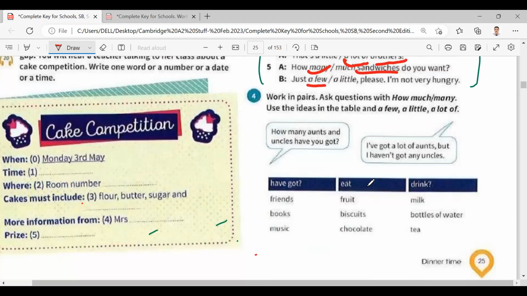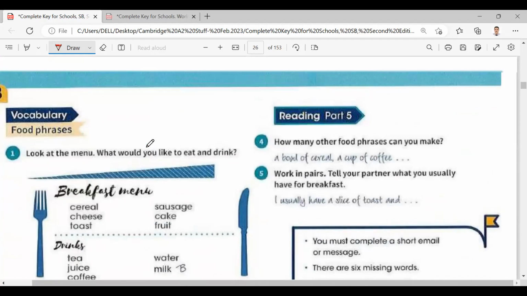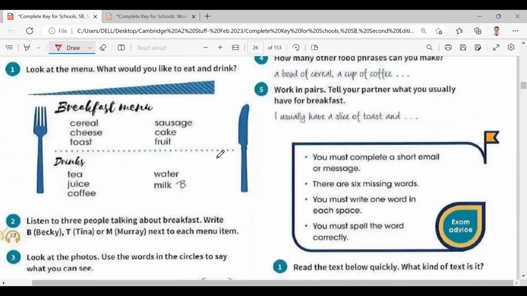Now, here we have some vocabulary related to food phrases. Look at the menu. What would you like to eat and drink? Imagine, Sarah, you are in a restaurant or in a cafe and you would like to order something to eat for breakfast. So let me know, what would you like to choose? What would you like to eat? Here, the food menu, and here the drinks menu. What would you like to eat and what would you like to drink for breakfast?